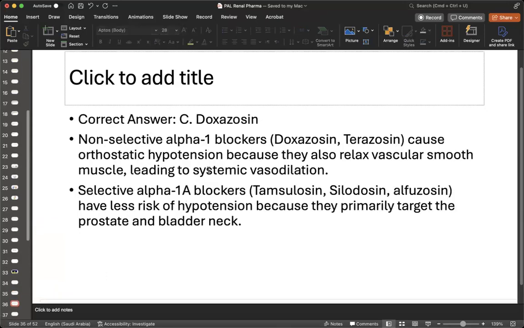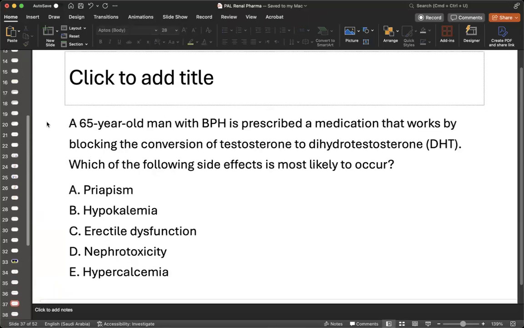Oh, wow, I give some explanations here. Okay, great. So doxazosin, dizzy-terrazosin. Okay, you can read this yourself if you want. Next question.